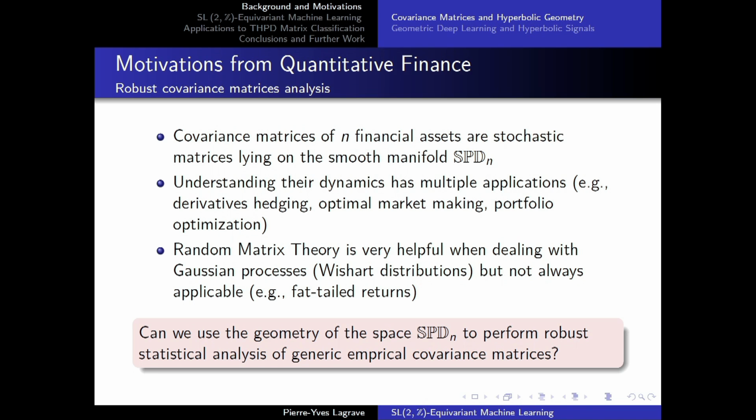This assumption is sometimes violated. And if you look at some returns, for instance, for specific stocks, you can see that we have fat tail distributions. And this is something that is not well captured with random matrix theory. So in this talk, what we are going to do is take a step back from the random matrix theory approach and ask ourselves if we can use the geometric structure of the SPD manifold to actually build some robust statistical algorithm for the analysis of covariance matrices.